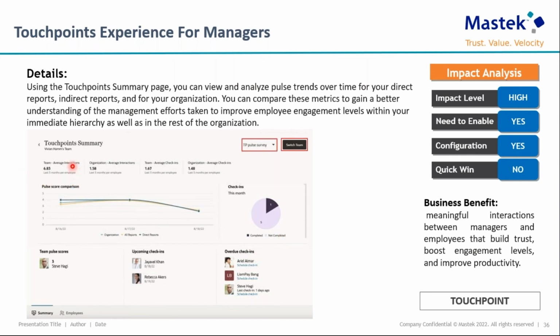And the manager is also able to see how interactive he is with the team members by looking at the dashboard over here. So you can see that the score is 6.85 compared to the organization, which is just 1.58. So the manager can actually take this as a positive point that the interaction within his team is much higher compared to the interaction other teams have within the organization, right?